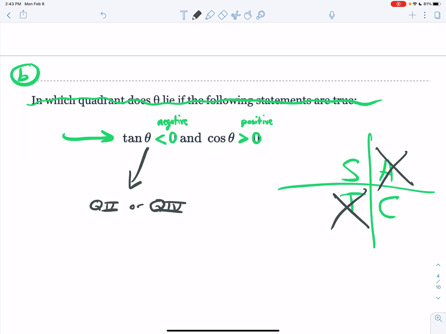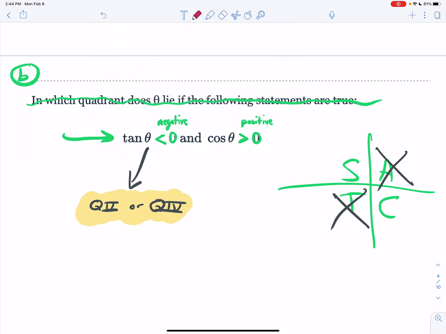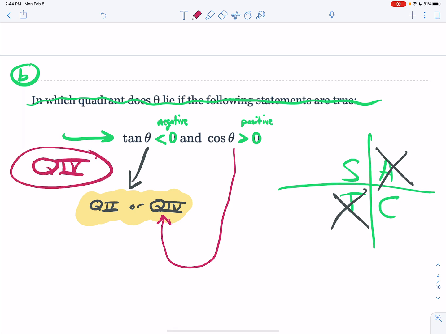Okay? So we have this, but then we have to narrow it down to 1. So in quadrant 2 or 4, is cosine positive? Cosine can only be positive in quadrant 4 because in quadrant 2, cosine is negative. So we know our answer is quadrant 4. Not a lot of work to be shown, you guys, okay? So we were able to narrow it down.